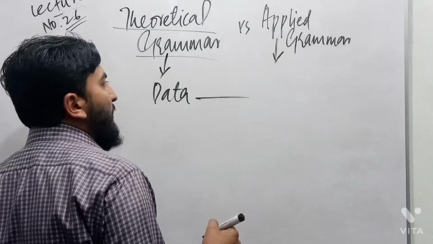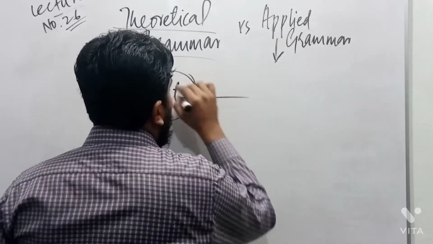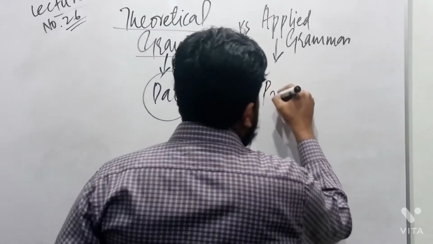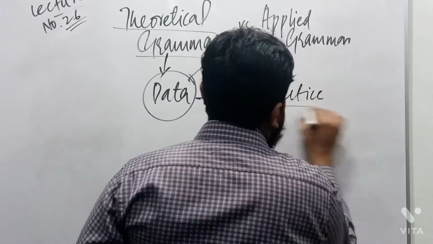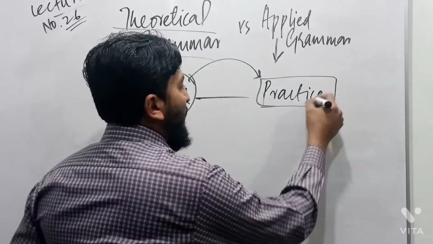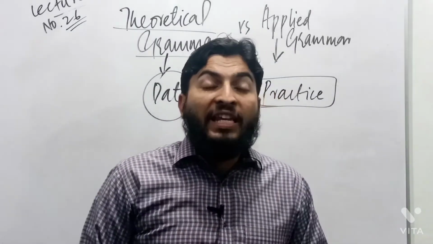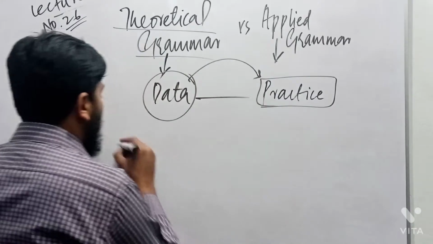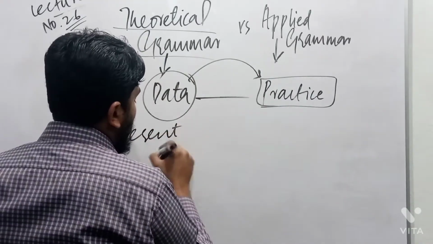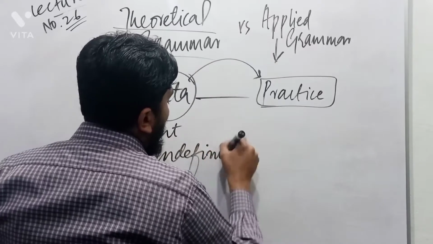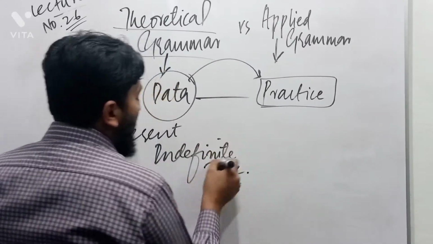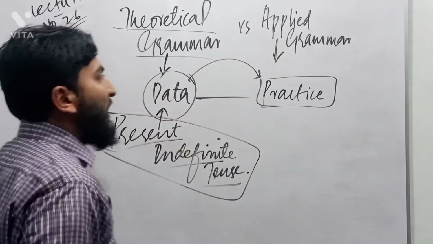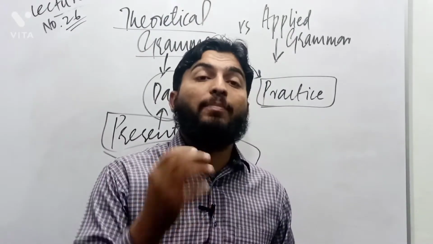In applied grammar, a grammarian applies this very data practically. This shows the role of a practitioner, the practice is there. For example, a language teacher is called an applied grammarian for us, because if there is a simple present tense, or we say present indefinite tense, there is an understanding of present indefinite tense in a book. Whatever we study about present indefinite tense in a book is data written by a theoretical grammarian.